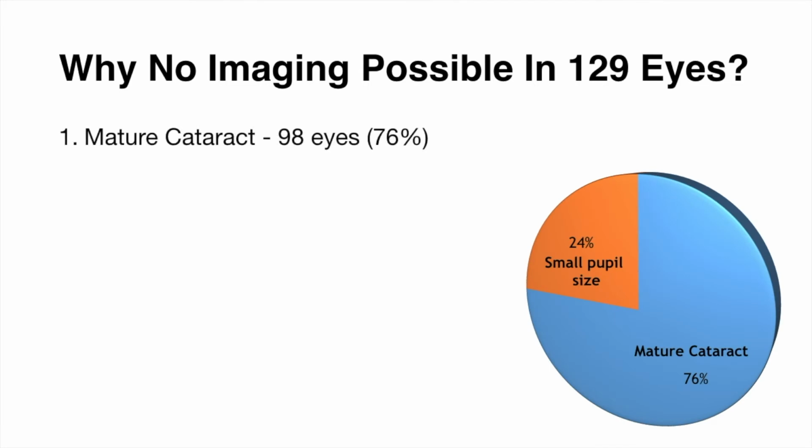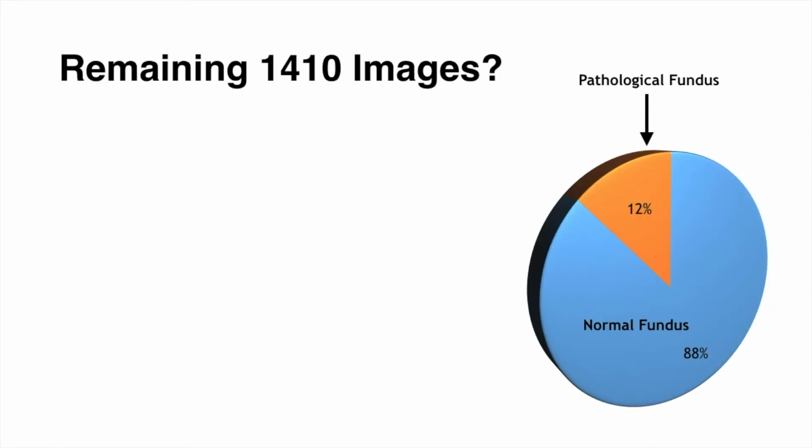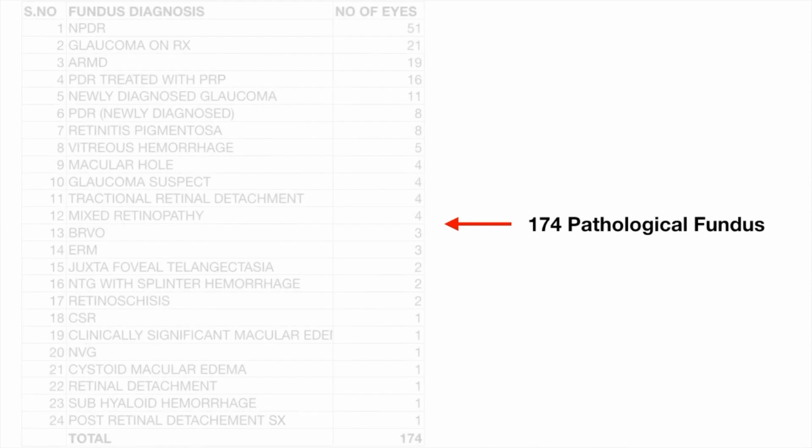Why was no imaging possible in 129 eyes? 76% of them were mature cataracts and 24% of them had small pupils less than 2 mm. Of the remaining 1410 images, 88% of them were normal and 12% of them were pathological.